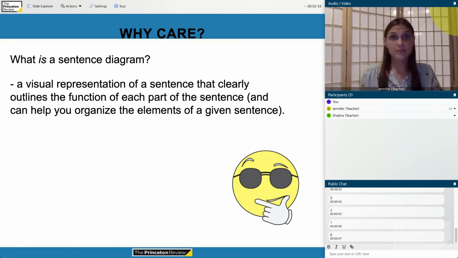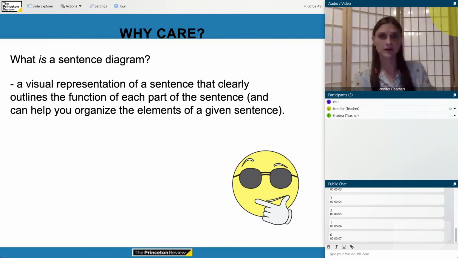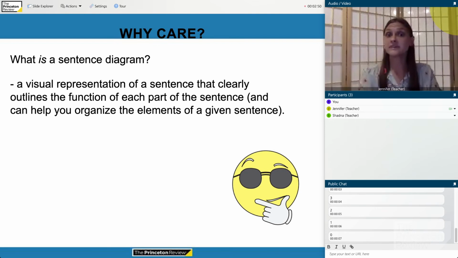I can remember the very first time I saw a sentence diagram in 7th grade. I had no idea what it was, but when I learned how to do them, my grammar improved immensely. So it's definitely worth learning at least the basics of sentence diagrams so that you can start to organize the different parts of a sentence and better understand how different parts of speech function and work together to form sentences.